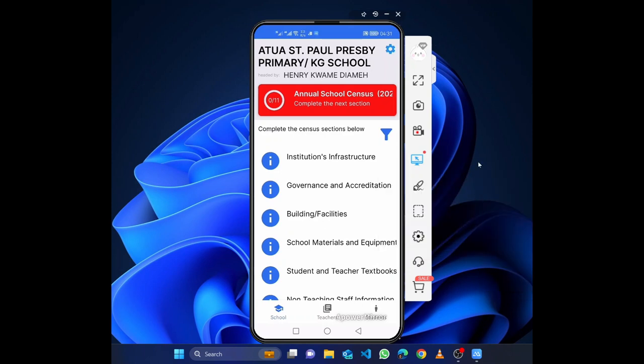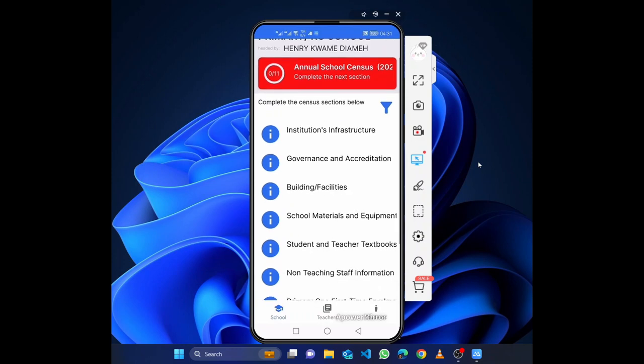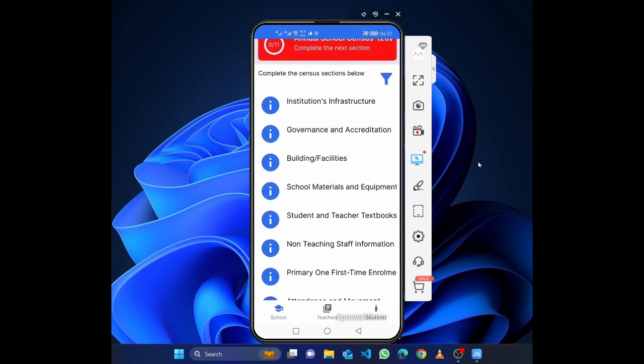So the head has to first fill for the school. The head also has to upload the Excel template onto the dashboard, and the head has to encourage every teacher to fill his or her data into the portal by downloading the app. And the head, in his power as a head, should also fill this part of the questionnaire.